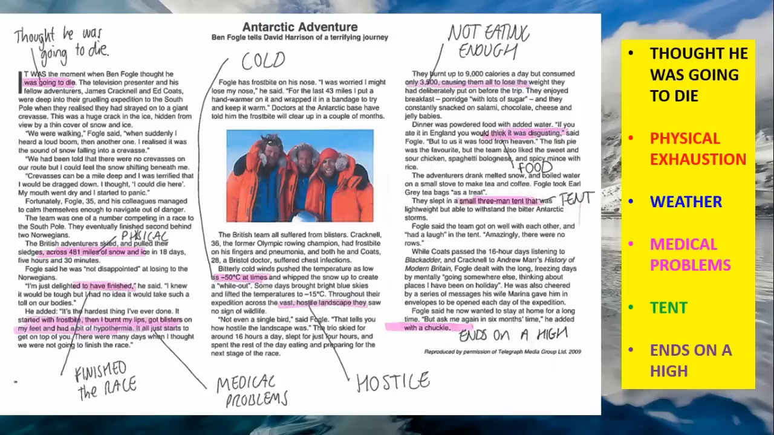Other things we could have talked about were that he finished the race. Yeah, maybe that's not to do with hardships too much. But then it says they had a vast hostile landscape. So what does hostile have connotations with? Aggression, hostility. Yeah. They didn't eat enough, so you could talk about the food. They burnt 9,000 calories a day, but they were only getting 3,500. They thought the food was disgusting at some point.